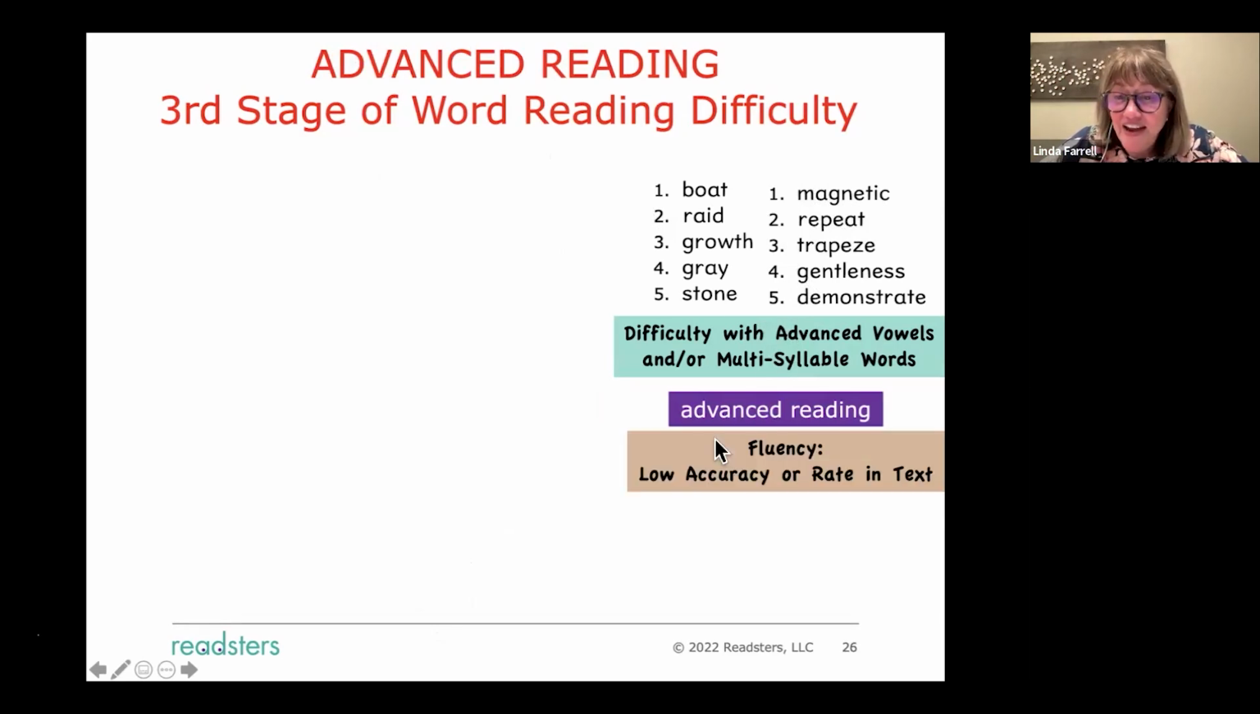So what's advanced reading? What we want is if the student is at low accuracy, they can read these words, but they're at low accuracy. They read the words accurately in text, but then you put them in context and they're guessing and they're leaving off endings or they're reading extremely slowly. Then this is also an advanced reading stage. It may be that they don't need the decoding so much as they need the practice in text, or they may need both.